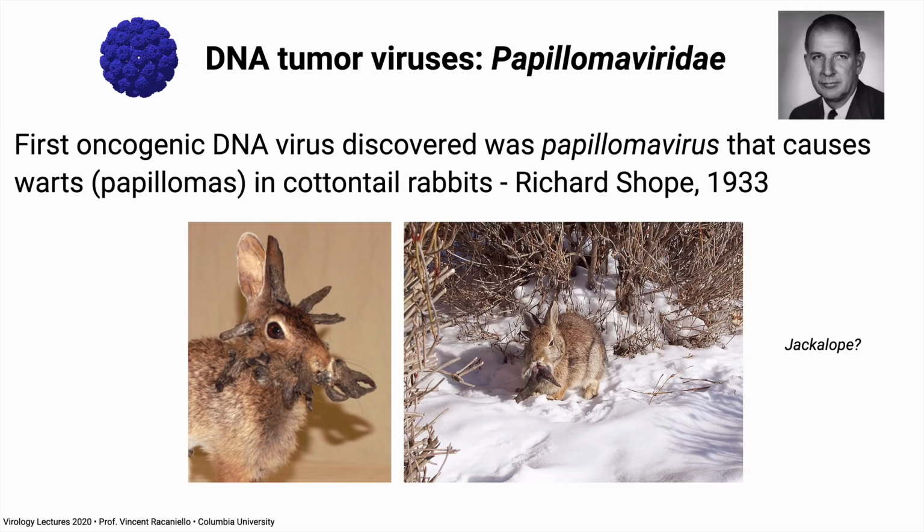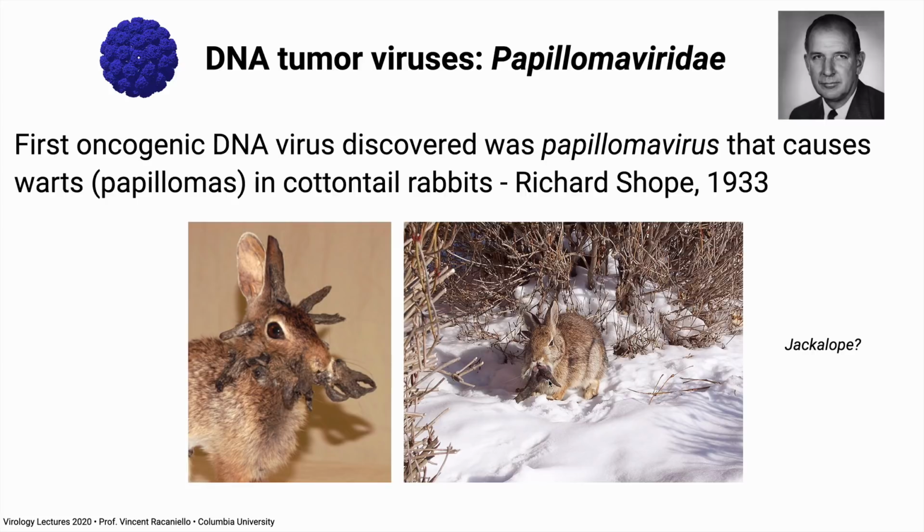The first oncogenic DNA virus was a papillomavirus that causes warts. A papilloma is a wart in cottontail rabbits. This was identified in 1933 by Richard Shope. And these are rabbits with papillomas, big warts. You can see them growing out of their head and their lips. This one is particularly angry looking, I think, on the right.